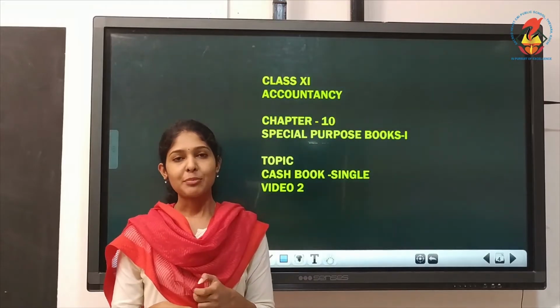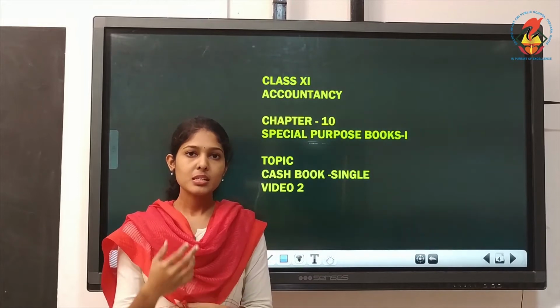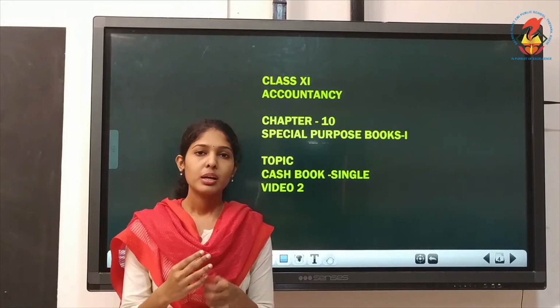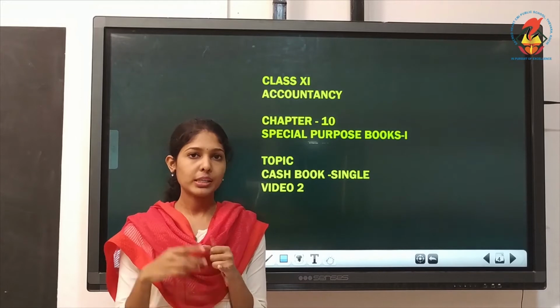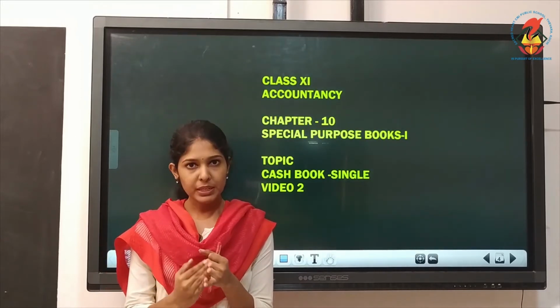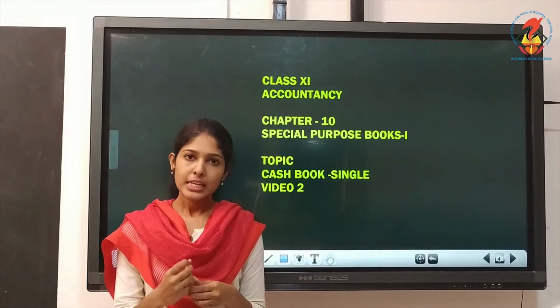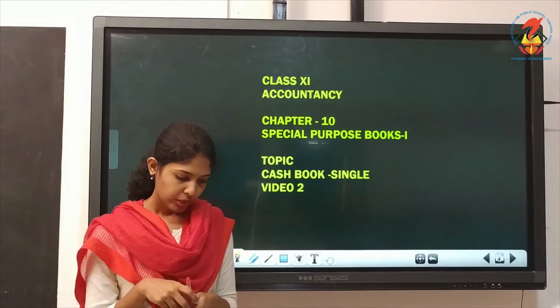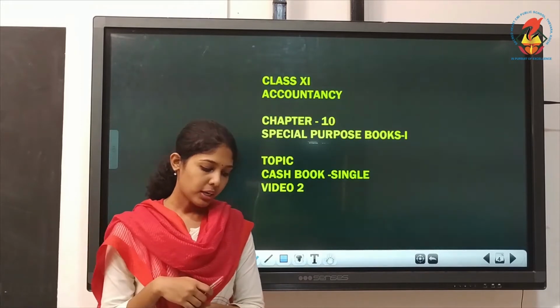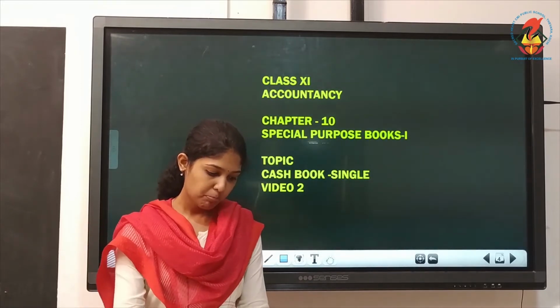We are continuing the chapter. So we discussed how to do cash book, that is with single column, or it is also known as simple cash book. We'll work out one more question from the same section, that is single column cash book. Illustration 1, page number 10.6.